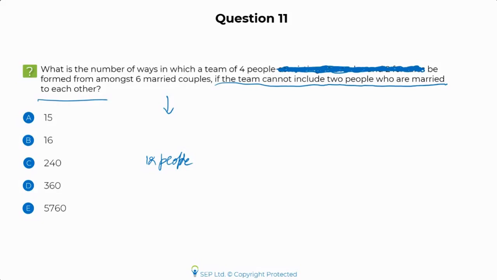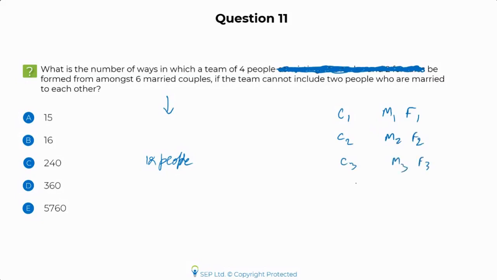Now what does it mean? It means that if, let's say, couple 1 is M1 F1, couple 2 is M2 F2, couple 3 is M3 F3, and so on till couple 6, which is M6 F6. If I choose M1, I cannot choose F1.